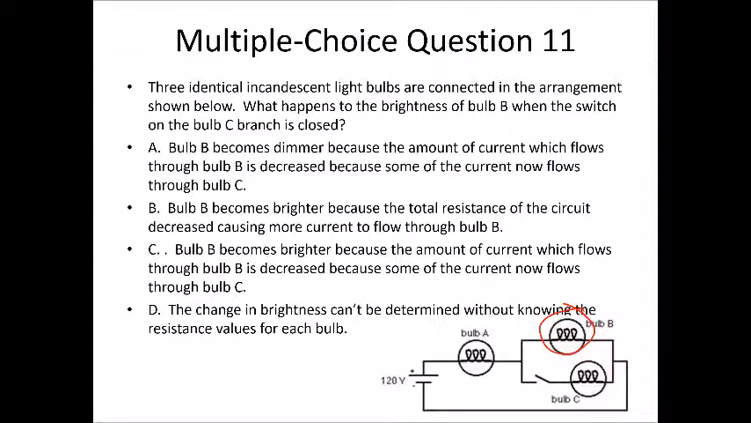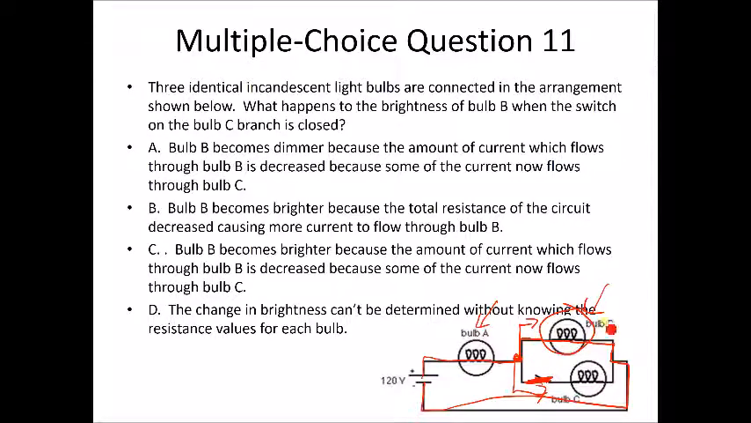Once we close this switch, remember before we closed the switch, this was a series circuit, and all the current had to go through bulb B, around, back to the battery. So before, the current going through A was the same as the current going through B. When we close this switch though, when the current gets to this point, some of the current goes this way, some of the current goes through the bulb C branch.